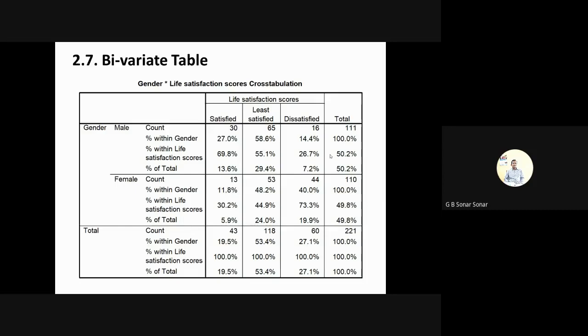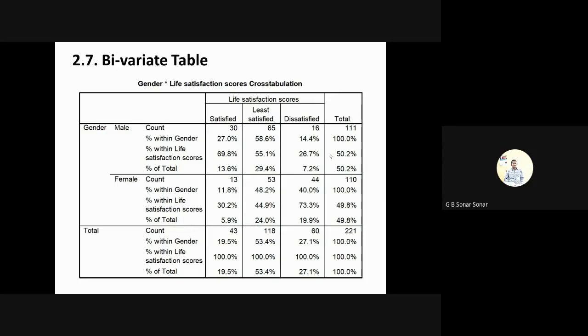So if you see this gender and male, you can see there are three percentages. The first percentage is column percentage, second percentage is row percentage, third percentage is the total percentage. So if you want to compare between male and female, then this column percentage is required.